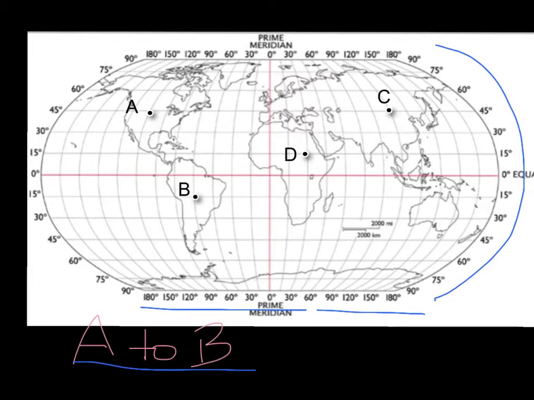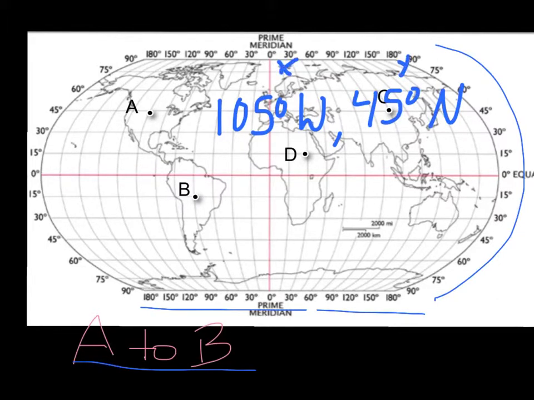At A, I have an x value that looks like it splits between 120 and 90, and that would put me at 105 degrees west of the prime meridian. And that gives me a latitude of 45 degrees north. So really, I have an x value and a y value. Now I look to point B.